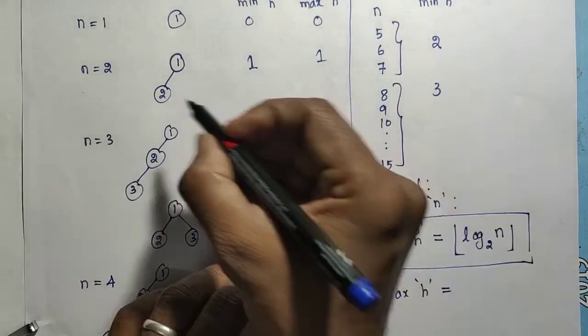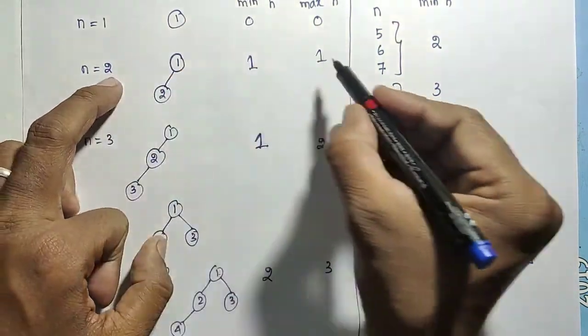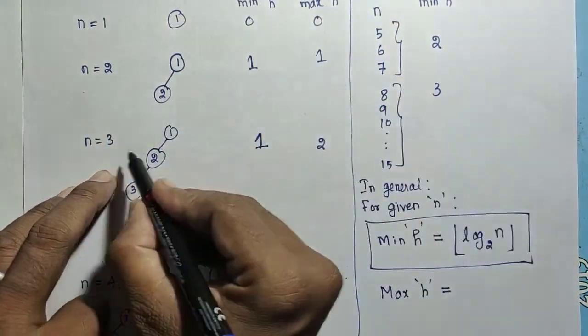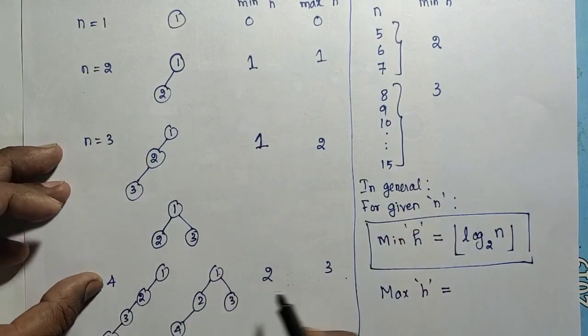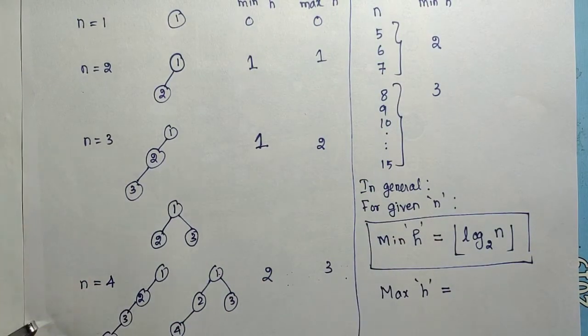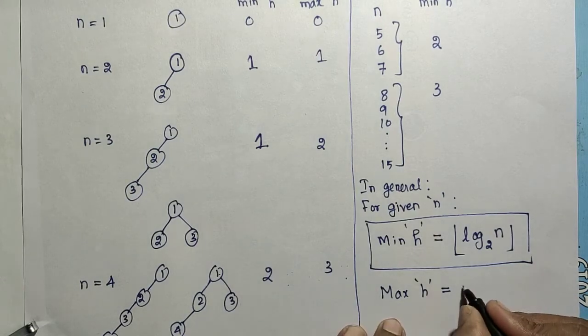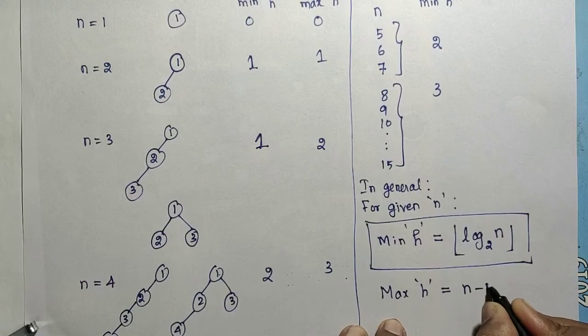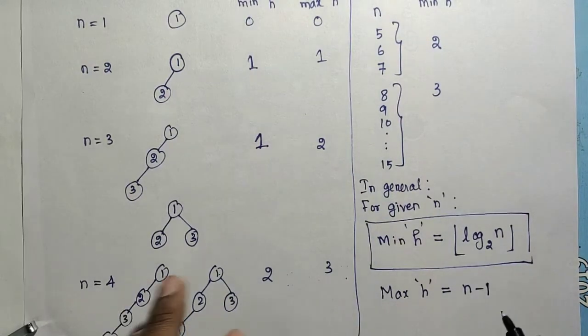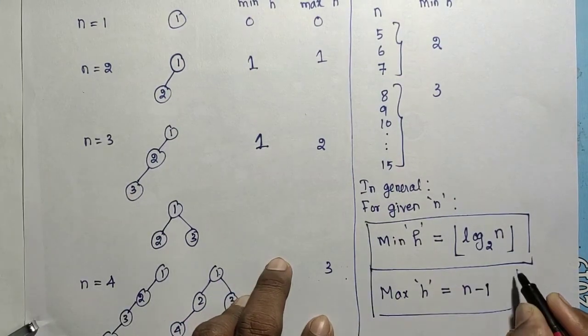And the maximum height: if there are 2 nodes, the maximum height is 1; for 3 nodes, the maximum height is 2; for 4 nodes, the maximum height is 3. Five nodes will be added on the left side alone or right side alone, so the maximum height is 4. Simply n minus 1, number of nodes minus 1. So this is the maximum one.